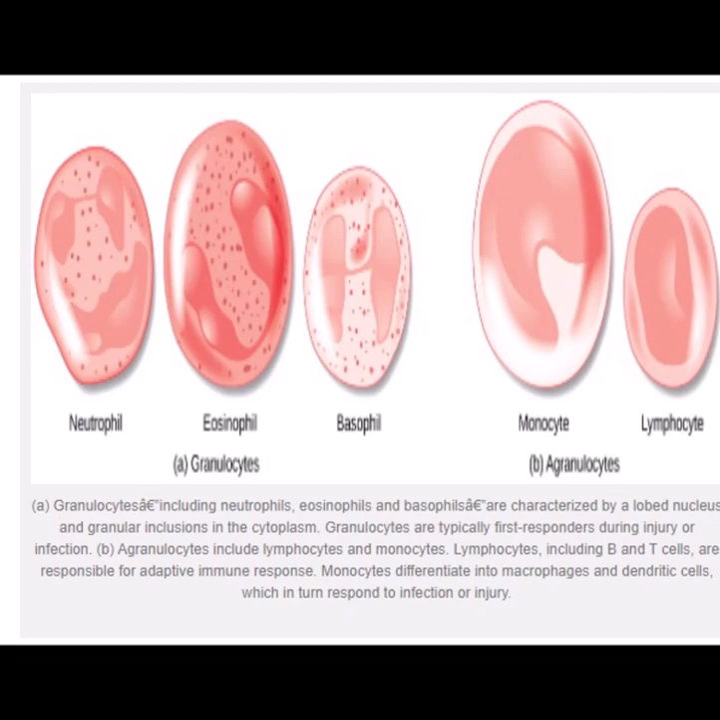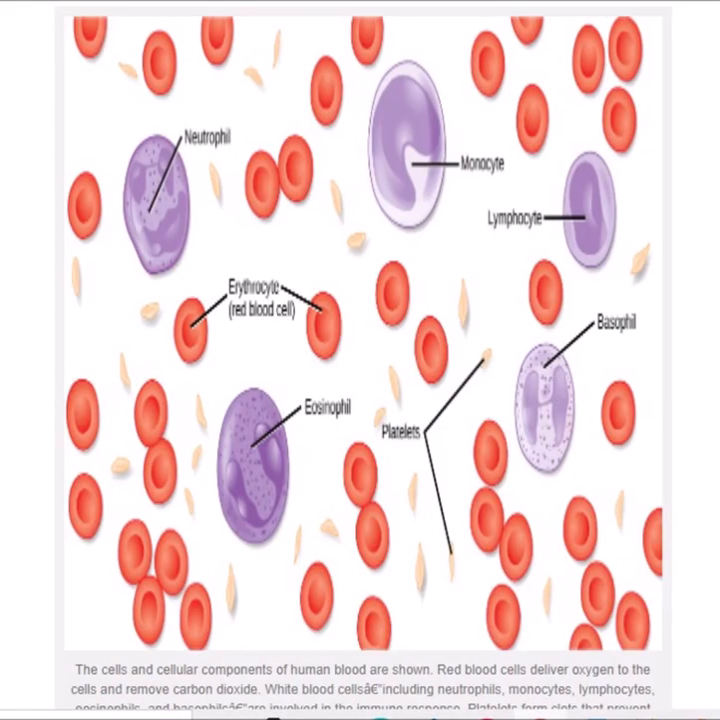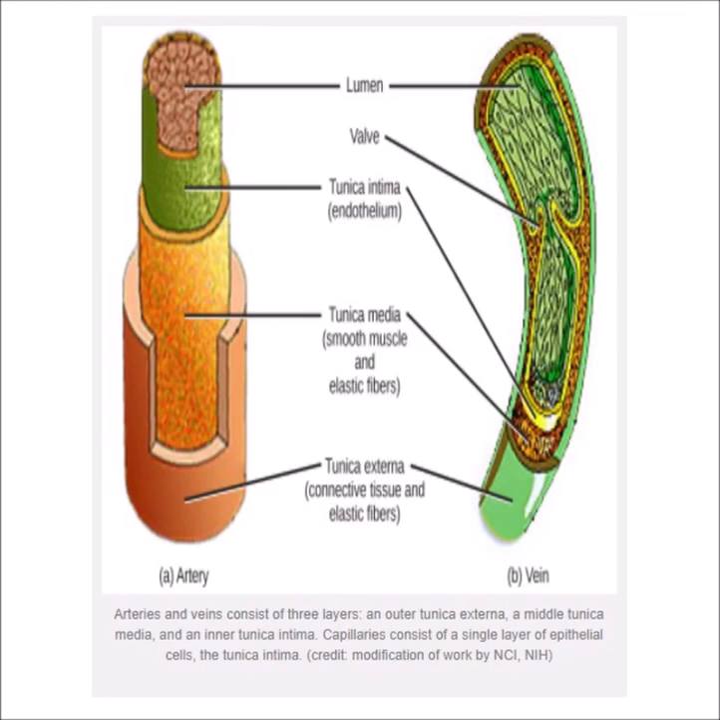The cells are responsible for carrying the gases, red cells, and immune response, white. The platelets are responsible for blood clotting. Interstitial fluid that surrounds cells is separate from the blood, but in hemolymph they are combined.